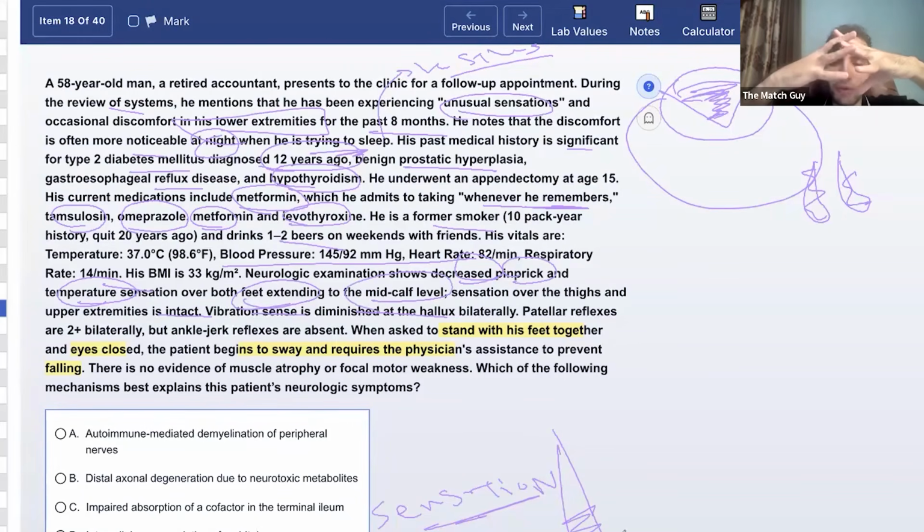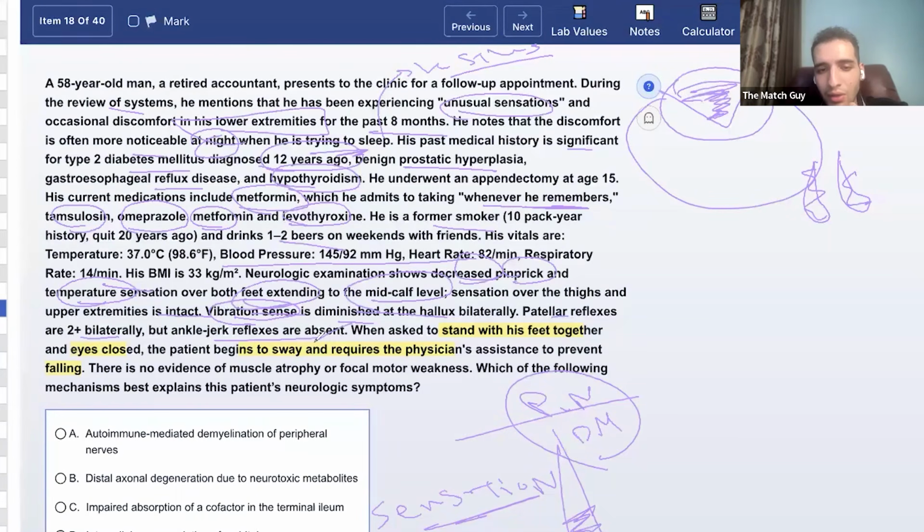I associate it with the vibe of the question, what they are trying to tell me: that he has uncontrolled diabetes with a distal sensation problem. So probably he has peripheral neuropathy from diabetes mellitus. So I already know the answer: peripheral neuropathy from diabetes mellitus. Okay, I will continue. Vibration is diminished. Patellar reflexes are plus 2. Ankle jerk is absent. And I already read this part.